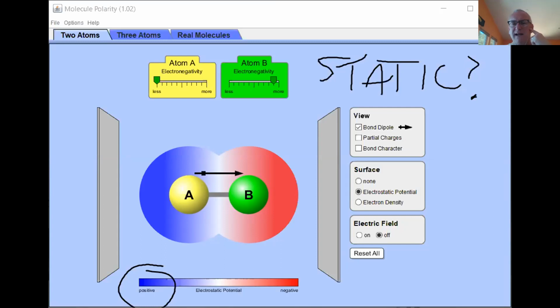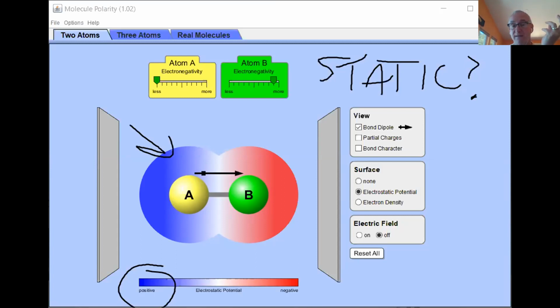If something is static, it's not doing something. Is it like at rest? Yeah, it means it's not moving. So it's either moving or it's static. So if something's electrostatic, that basically means it's an electric charge that's not moving. And so if I have a high electrostatic potential here, that means I have basically a positive charge that's not changing. It's staying the same, it's static.